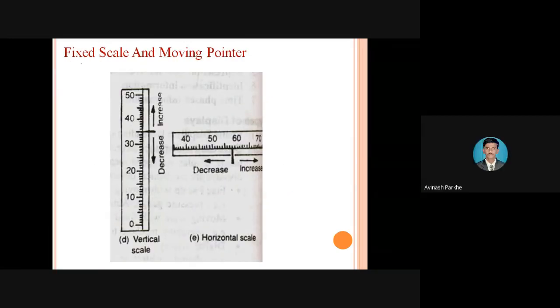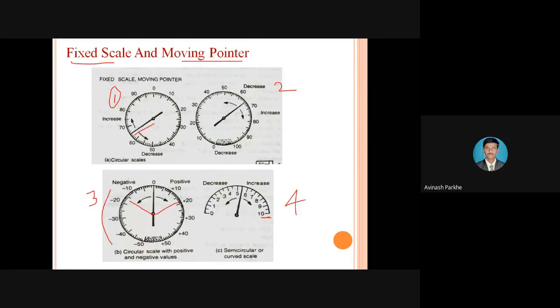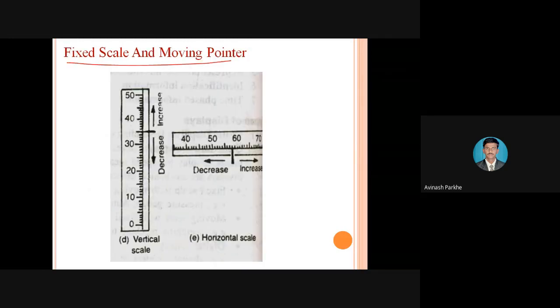Then this is also another type of fixed scale and moving pointer, in which the scale is provided in a vertical manner. In the previous figure, the scale is provided in a circular manner: maybe 0, 10, 20, 30, 40, the readings are provided in a circular manner. But in some equipment or some machines, we have to provide the scale in a vertical manner or in a horizontal manner. We can take the example of our vernier caliper. On that particular vernier caliper, the scale is represented in a horizontal manner.